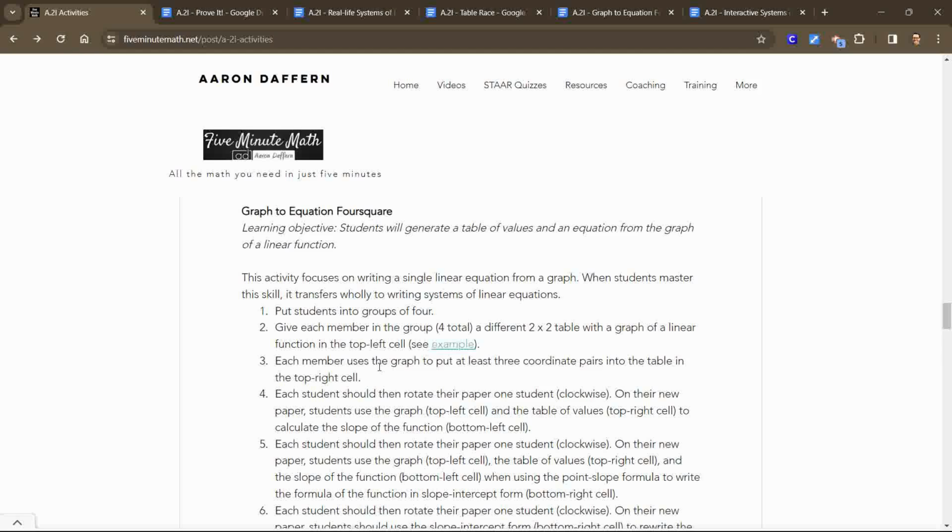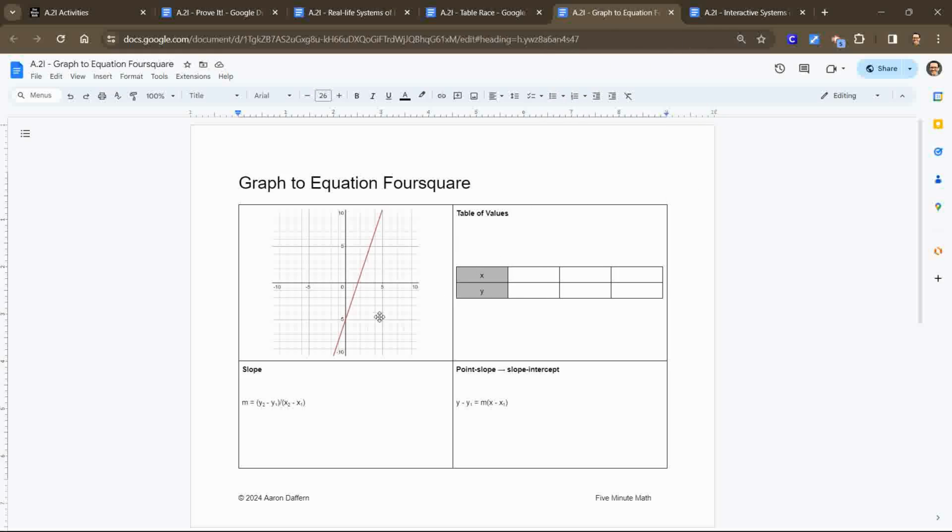And then what they do is they're going to use that graph and they're going to generate at least 3 coordinate pairs, just basically looking at this graph. So we're going to print this out and they're going to write some x and y coordinates there. Then you rotate, okay? Every kid passes their paper in the foursquare one person clockwise, and then that new student is going to use the graph, use the table of values to now find the slope of this equation.